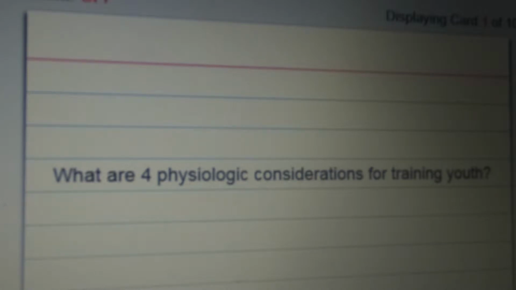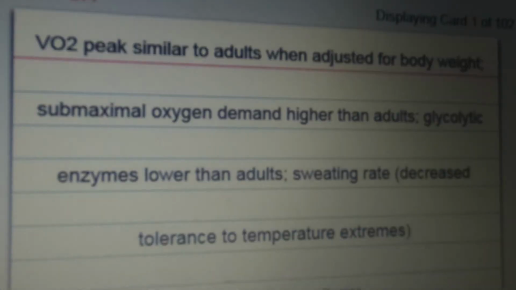What are 4 physiological considerations for training youth? VO2 peaks similar to adults when adjusted for body weight. Submaximal oxygen demand higher than adults. Glycolytic enzymes lower than adults. Sweating rate decreased. Tolerance to temperature extremes decreased.